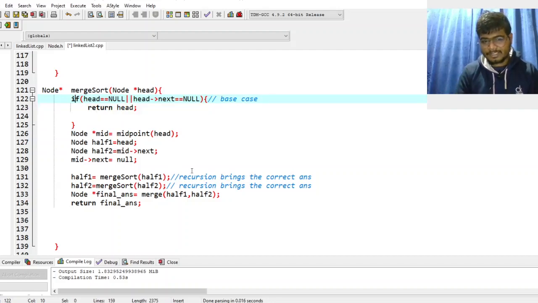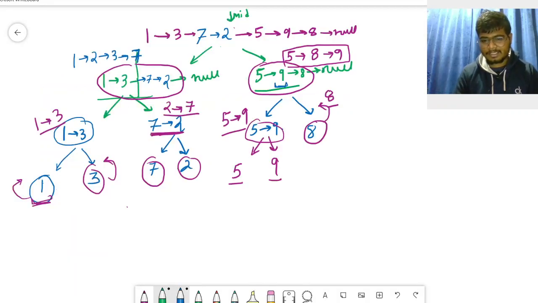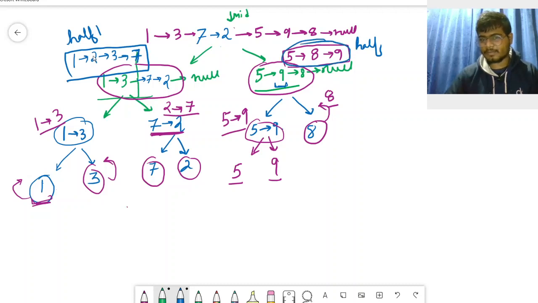We are assuming that these two are going to return answers correctly, and we even saw that they are returning correct answers. This was our half one, and it's returning a sorted linked list as we expected. Sorry, this is our half two. Even this is returning a sorted linked list. We can see that our assumption was correct.